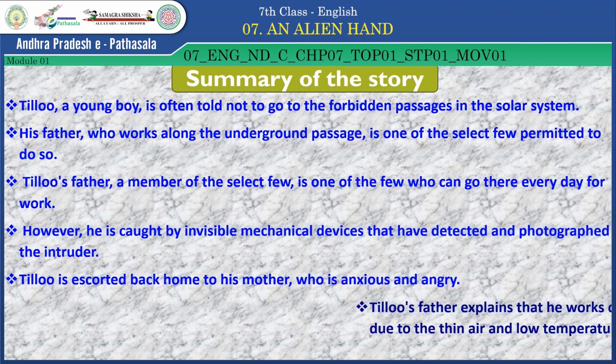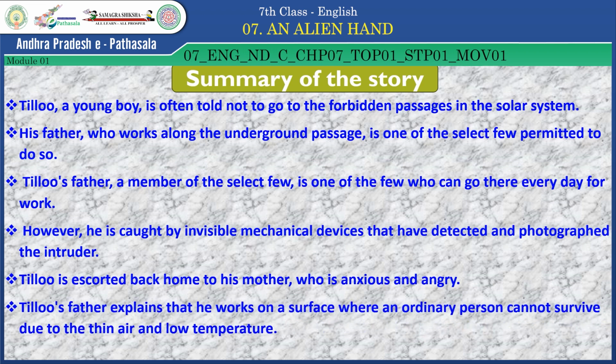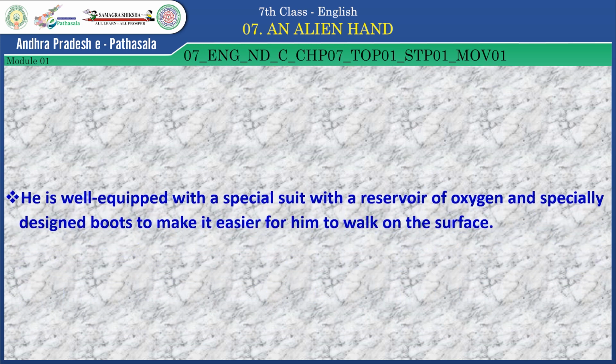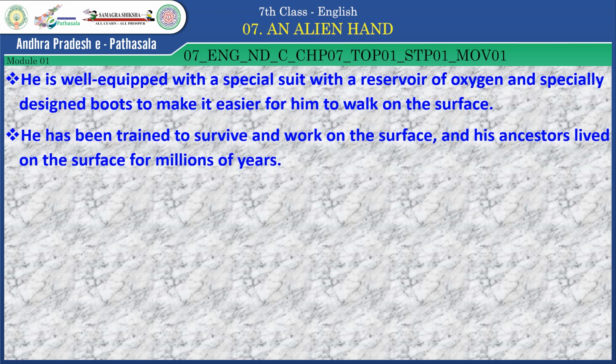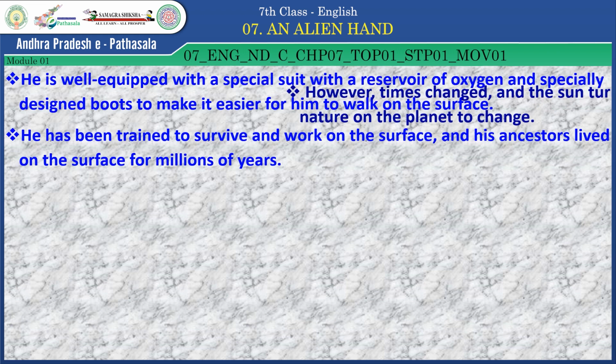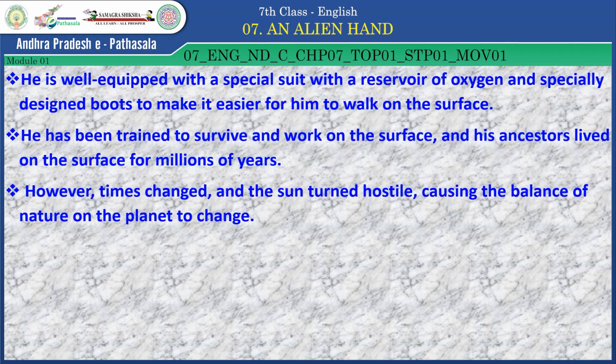Tillu's father explains that he works on a surface where an ordinary person cannot survive due to the thin air and low temperature. He is well equipped with a special suit with a reservoir of oxygen and specially designed boots to make it easier for him to walk on the surface. His ancestors lived on the surface for millions of years. However, times changed and the sun turned hostile, causing the balance of nature on the planet to change.